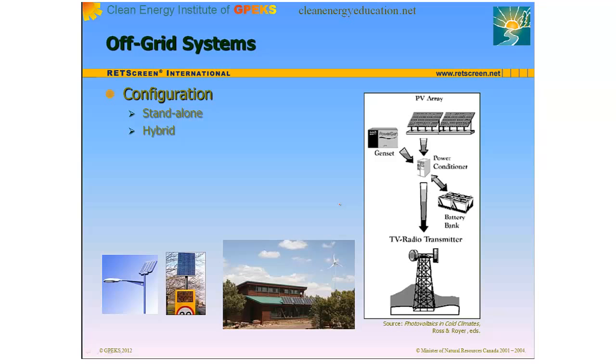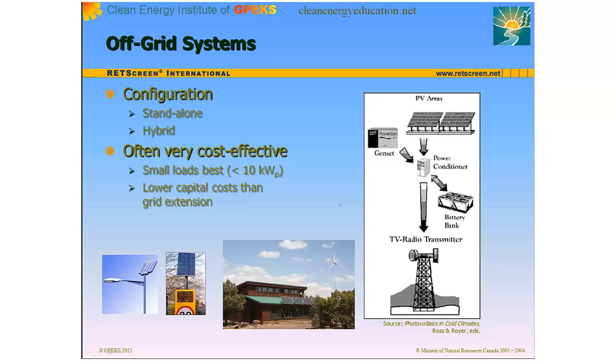Unlike on-grid systems, off-grid systems are often very cost-effective compared to other power sources. This is especially true when loads are small, perhaps 10 kilowatts or less. Extending the grid to an off-grid load has extremely high capital costs, even compared to the high capital costs of PV systems. Small loads cannot justify the practically limitless power available from the grid.